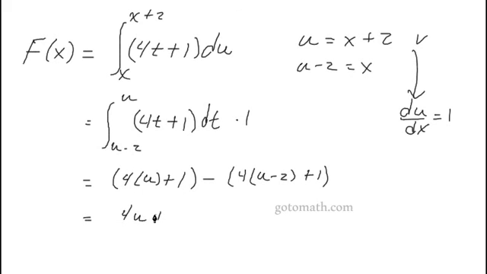So we have 4u plus 1. We can distribute this 4 across. We have minus 4u plus 8. And then, of course, we have a minus 1, right? Distributing this minus to this 1 here. Well, as you can see, our 4u's cancel out, our 1's cancel out, and all we're left with is an 8. So f prime of x is equal to 8.